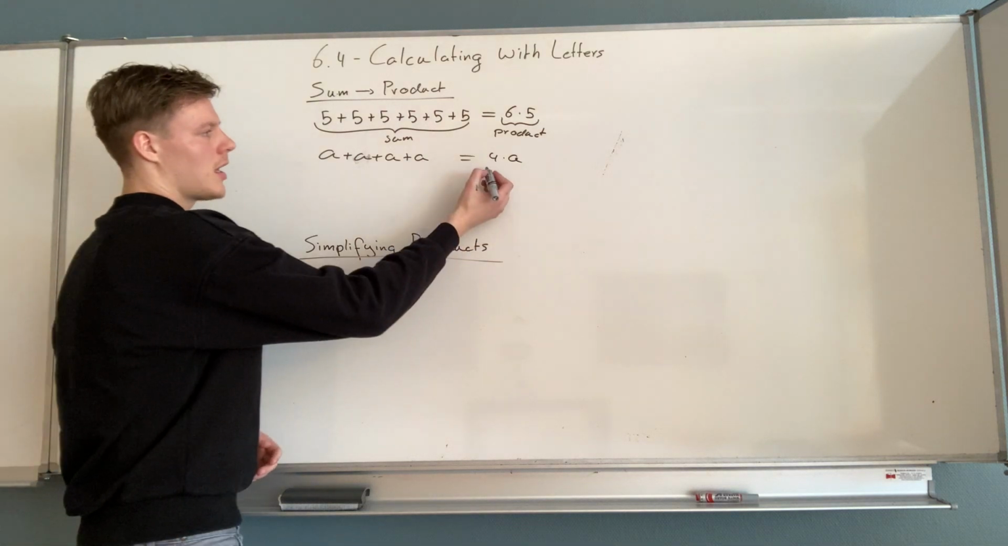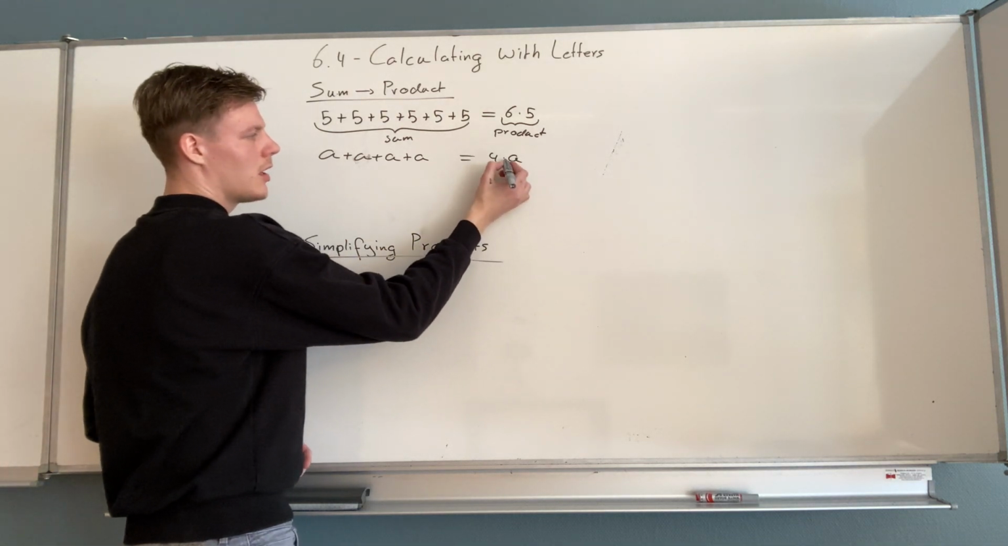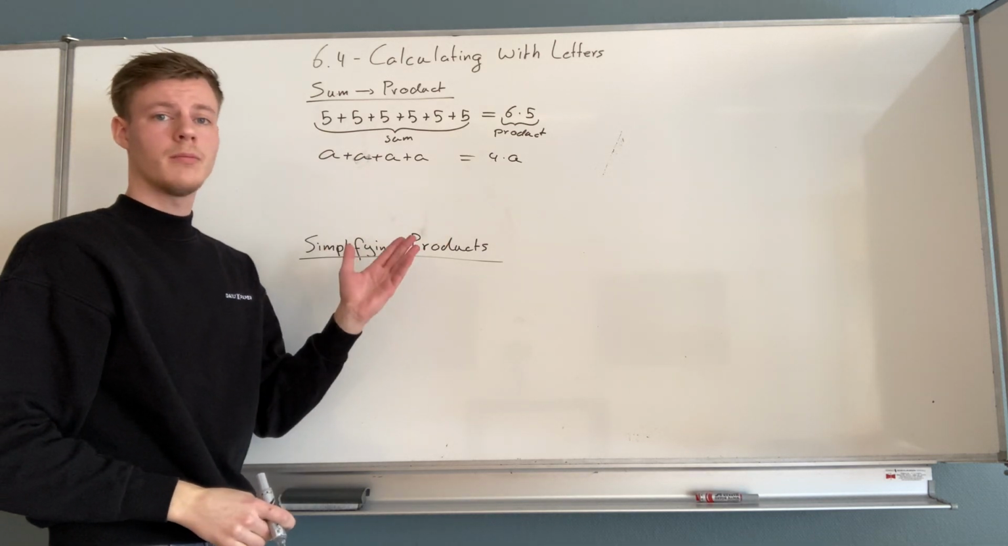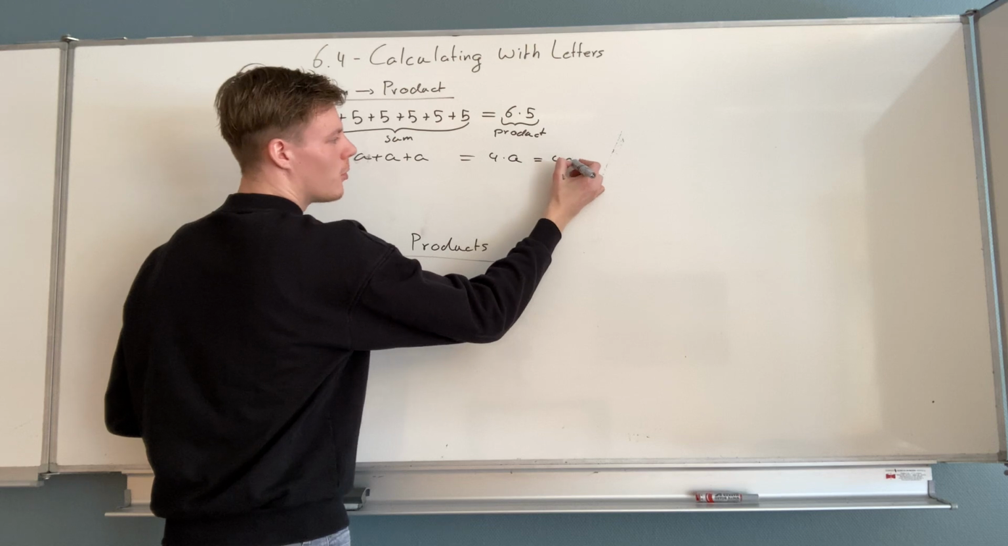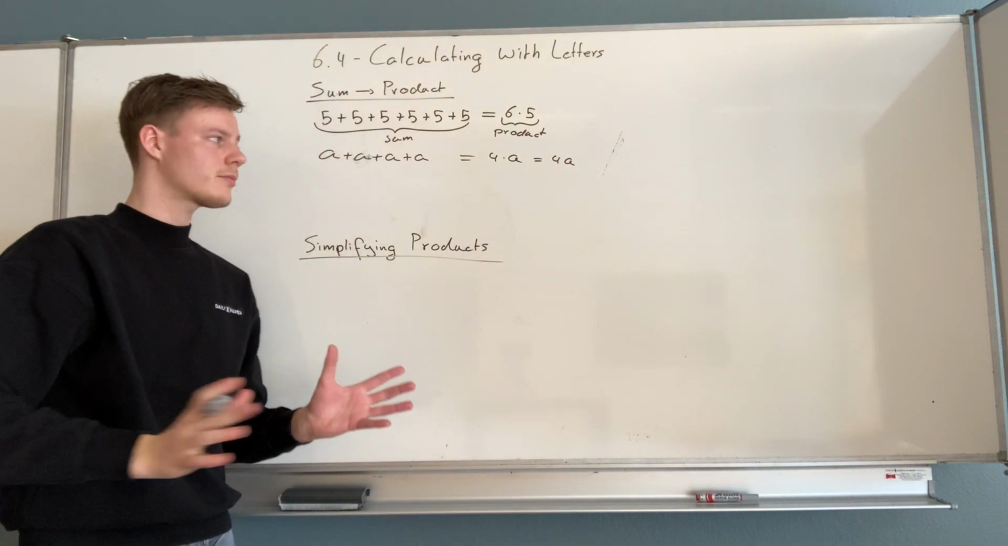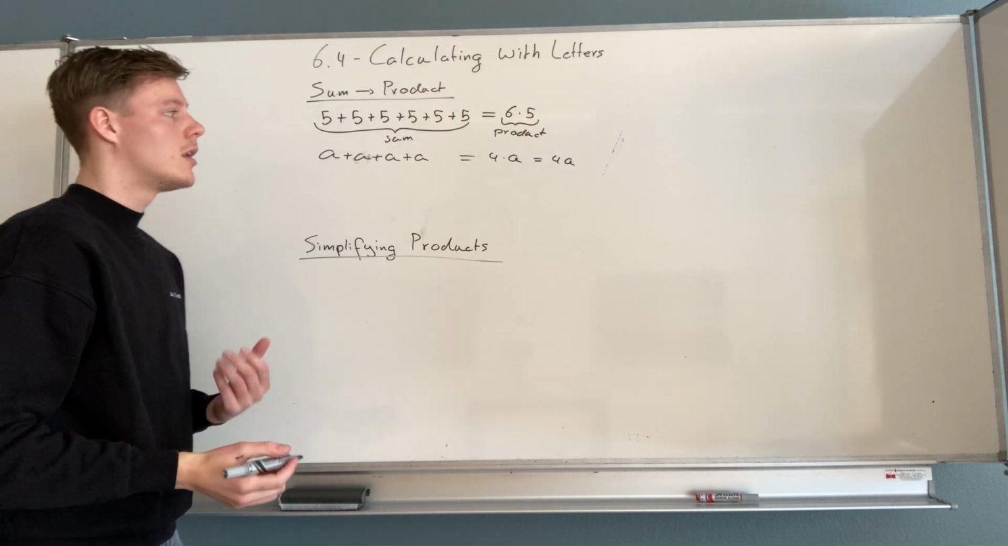Okay, but this is a product, and now we have that multiplication sign here, but it's very common to leave that out, so just 4A is enough. But let's see what happens if we add another factor.